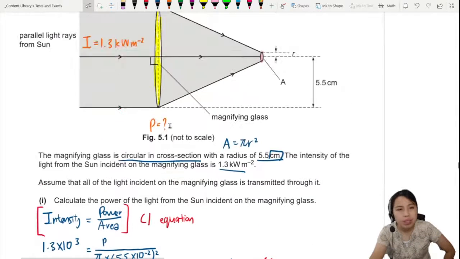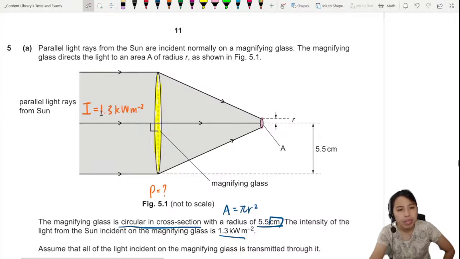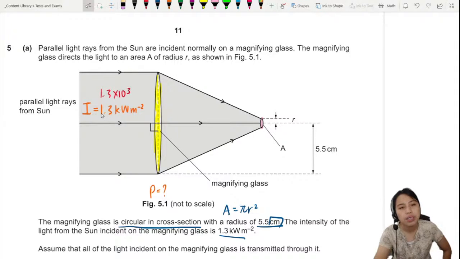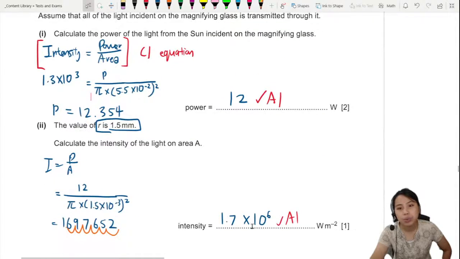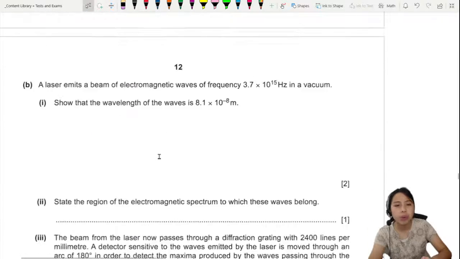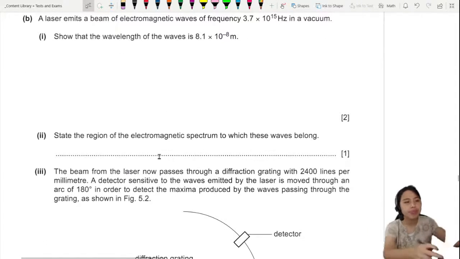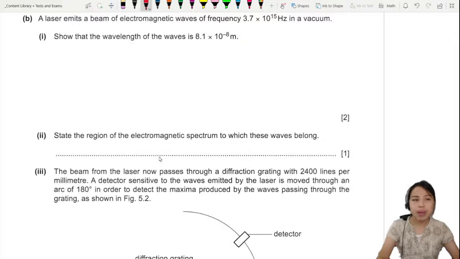Wow, that's many times more. Beginning here is 1.3 times 10 to the 3. Now when you focus all that energy, it becomes 1.7 times 10 to the 6. No wonder the ants will be fried if you focus the light on them. Okay. Anyway, a laser beam.